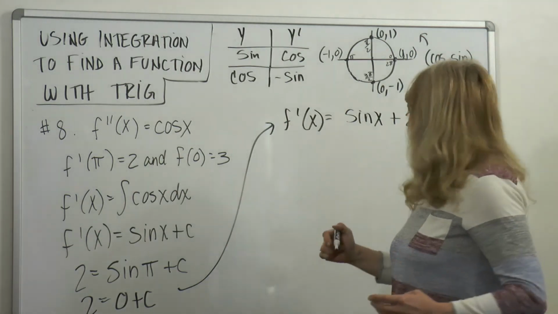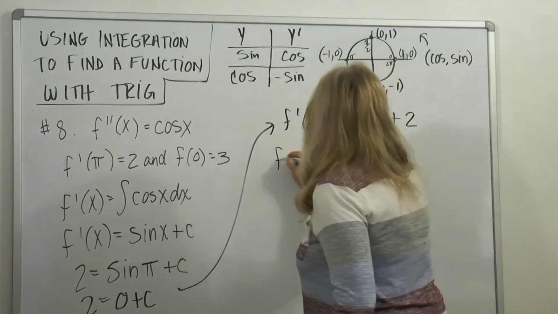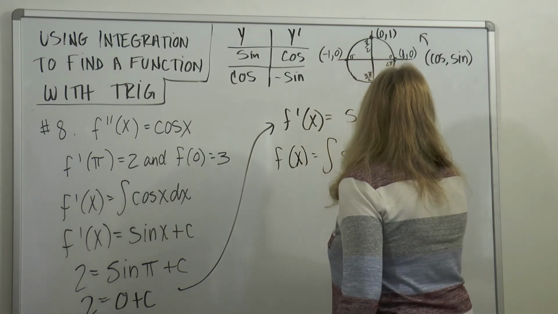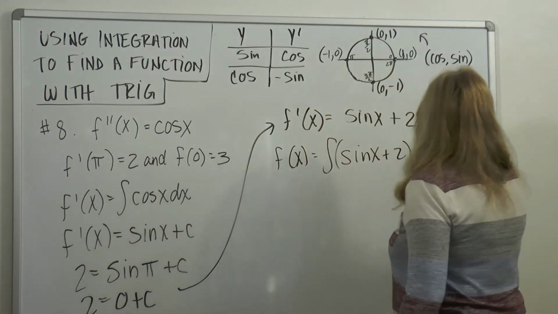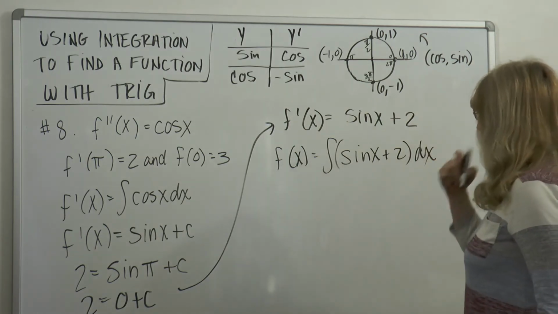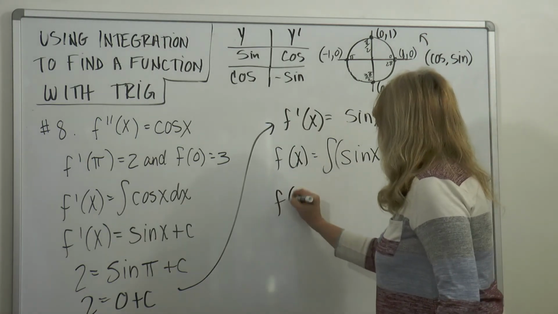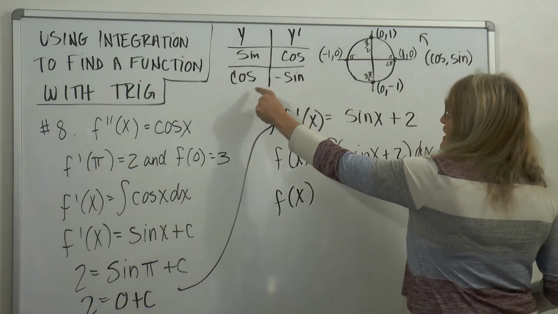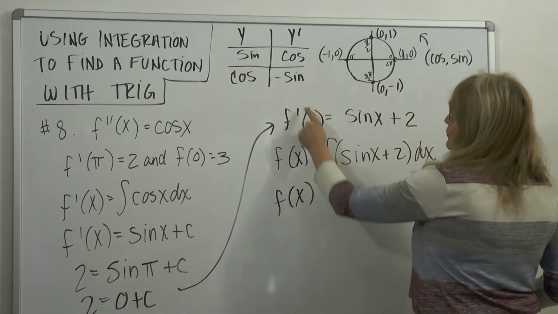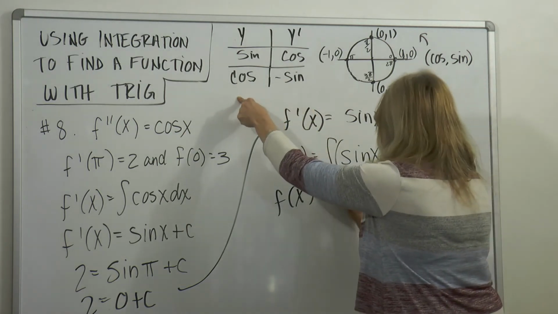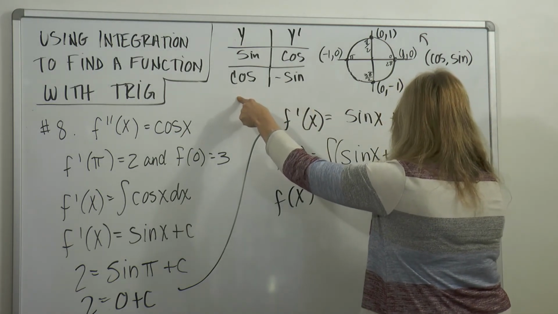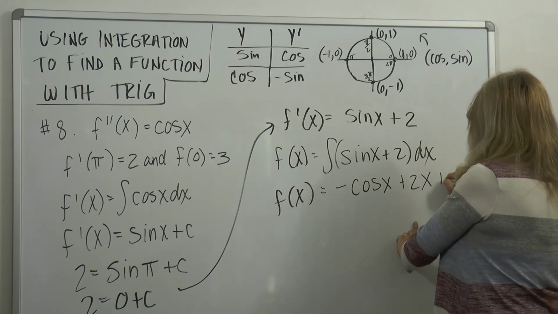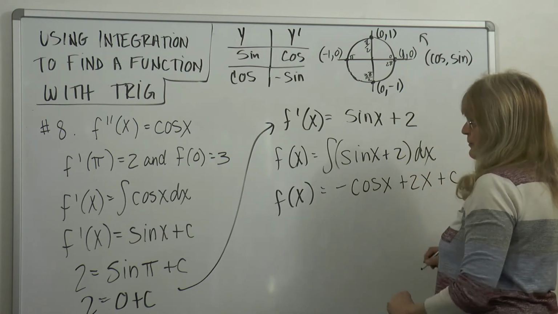Step down to get f of x. Integrate this. So f of x is the integral of the sine of x plus 2 with respect to x. Okay. So I go up here and I say, okay, the integral of negative sine is cosine. So the integral of positive sine is negative cosine. Integral of a constant, just slap an x on there, and then you have your plus c.